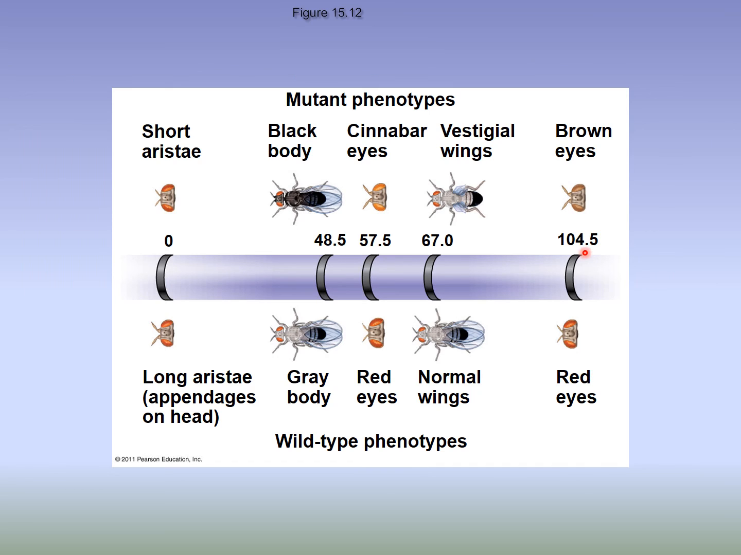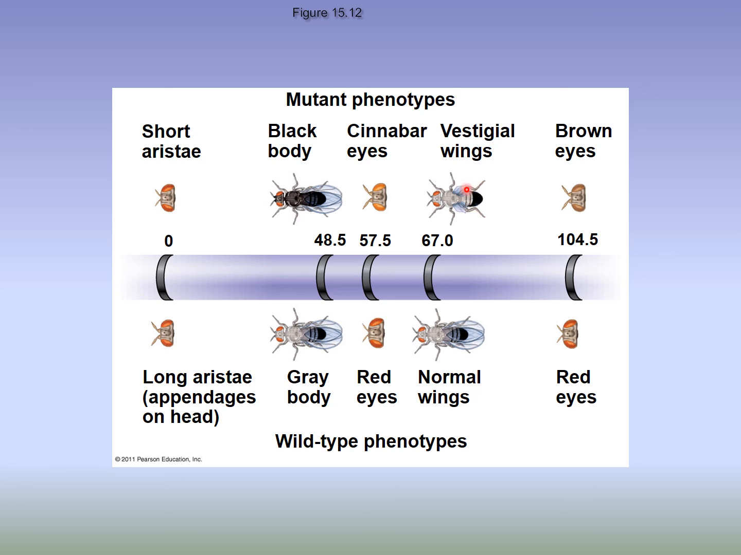All right, so this represents the particular phenotypes and the relative locations of the genes that code for those phenotypes on a chromosome. So you can see this is basically a genetic map, a linkage map of a chromosome found in flies. Okay, so we can see these are appendages on the head, aristae. Okay, so they could be short or long. And then we have the color of the body, which is either black or gray. And then this one would be the cinnabar eyes, which is more like an orange color versus the red eyes. And then of course there's the white eyes as well.